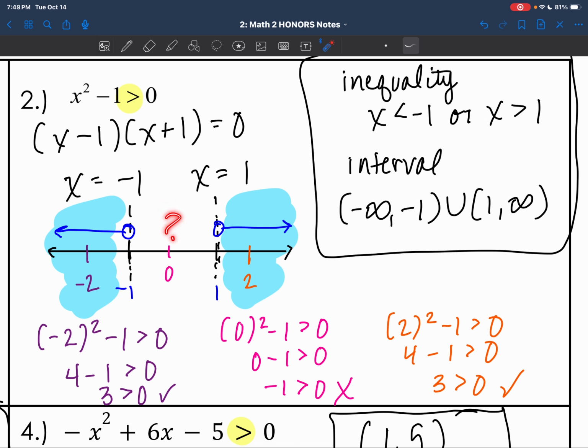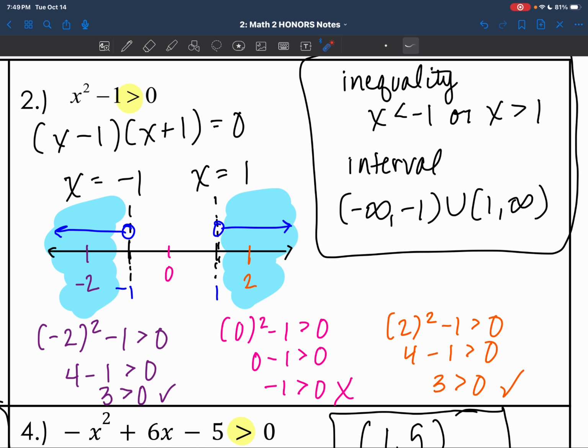And now let's check the middle section. So I'm going to do a test point of 0. So I'm going to plug in 0 here, and I'm going to get -1 is less than or equal to 0. Well, that's not true. So since that's not true, we're not going to shade here. And then lastly, we're going to pick this section, and we're going to substitute in 2. And you can pick any point that's in that section. I just picked the smaller number that's easy to work with. So I got 3 is greater than or equal to 0. Well, that's true. So you're going to go ahead and shade in this section.